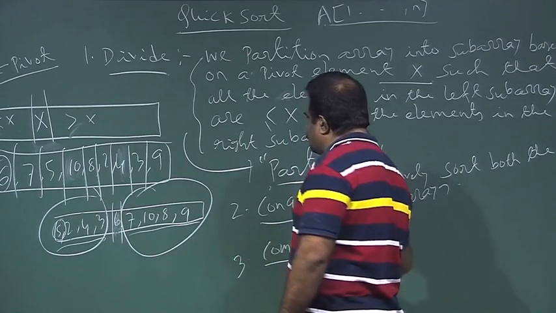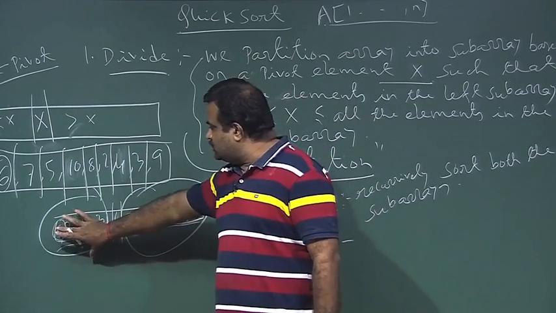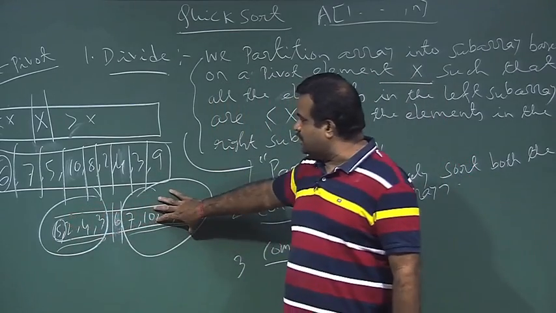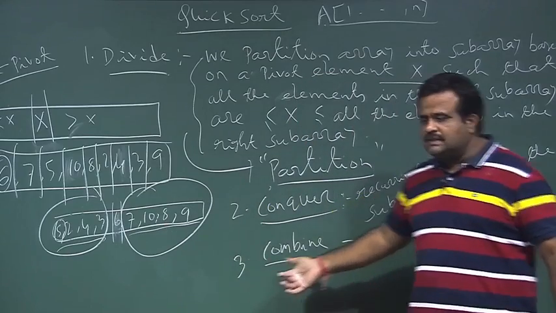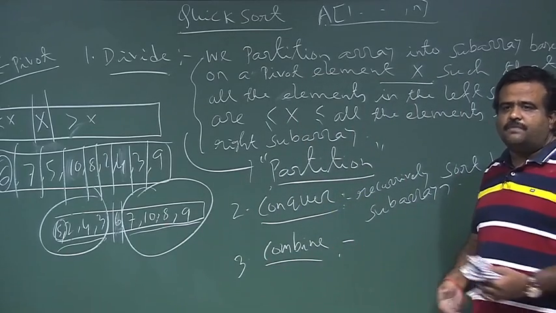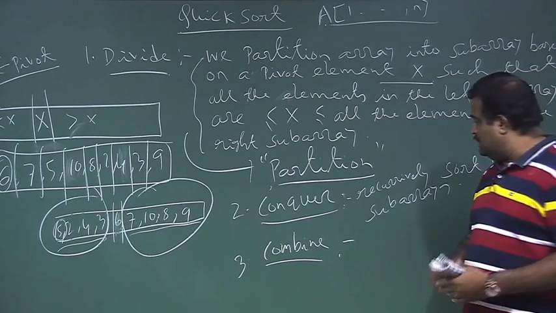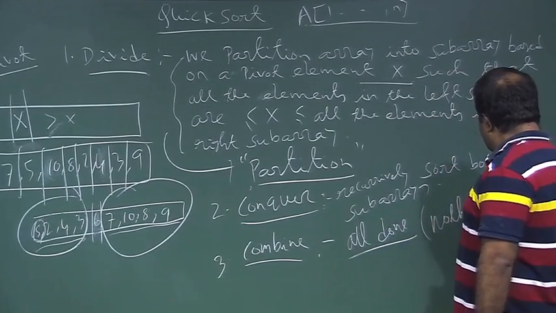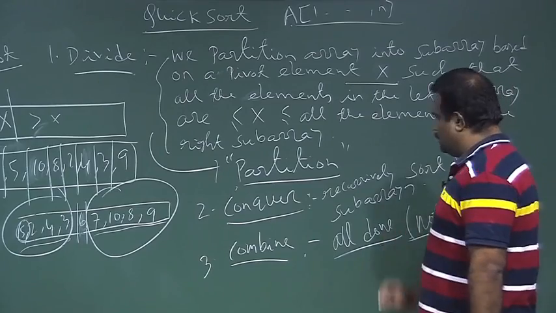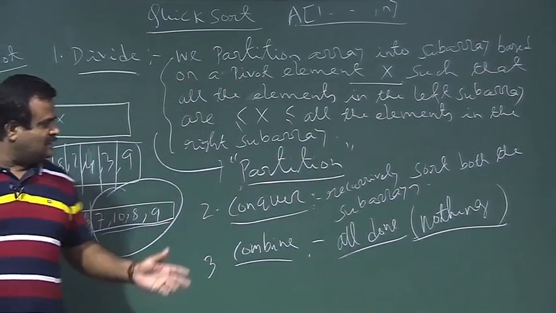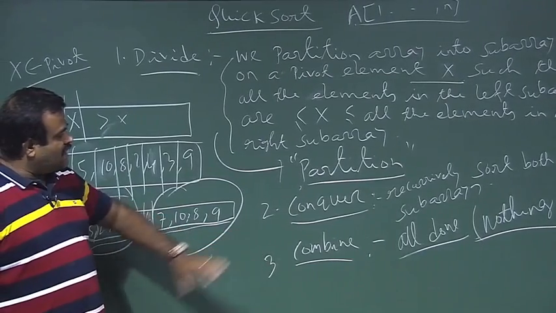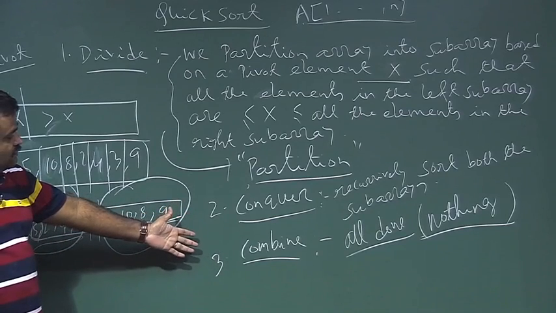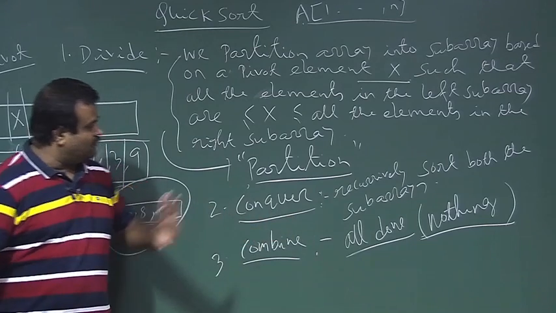And then what is the combine step? Once we complete the concat step, this is a sorted sub array, this is a sorted sub array, and 6 is in the correct position. So, what is the job remaining? What is the combine step? What needs to be combined? Nothing is left, all done. So, the combine step is nothing, we are done. The combine step is trivial, nothing is left.